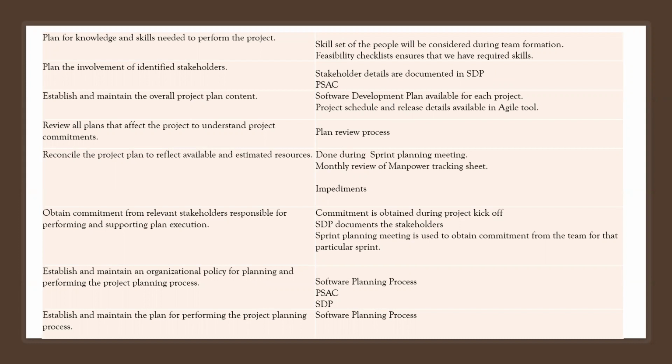And also the first one, plan for knowledge and skill needed to perform the project. What we ask at every sprint meeting is, do we have enough resources? Does the resource have enough skill set to perform the task? So that is an added part of the sprint checklist. Plan the involvement of identified stakeholders. This is documented in the PSAC: who the stakeholders are, who the project team members would be. And we also ensure in our sprint meeting and in our Scrum of Scrums that all stakeholders are available so that we can obtain periodic feedback, and not obtain feedback after we delivered something or after we have finished a particular milestone, so that it makes our iterative process much better.